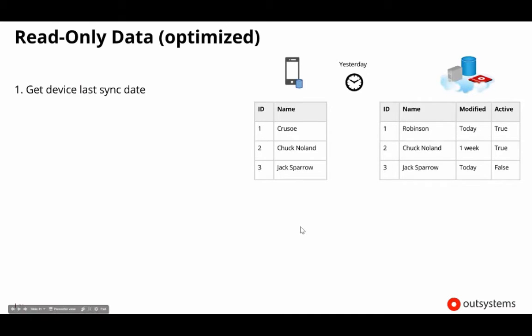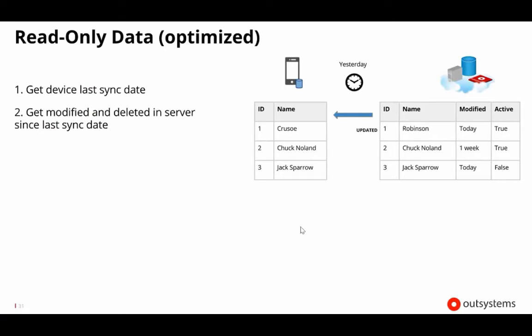So let's look at the process. The first thing is we're going to need to get the device last sync date. Typically, this is stored in a local storage table. So we're going to query the table and get the date. We can see that in the example, the last sync date was yesterday. Next thing will be to get modified and deleted data in the server since the last sync date. So after yesterday, Robinson was updated because it was modified today. Chuck Nolan, 1 week ago, nothing happens. And Jack Sparrow was soft deleted today. So this one will be marked for update and this one will be marked to delete.